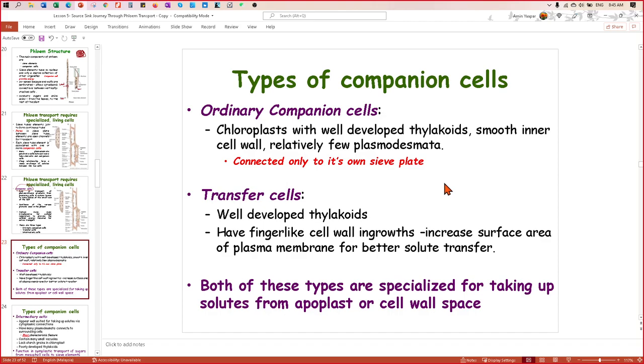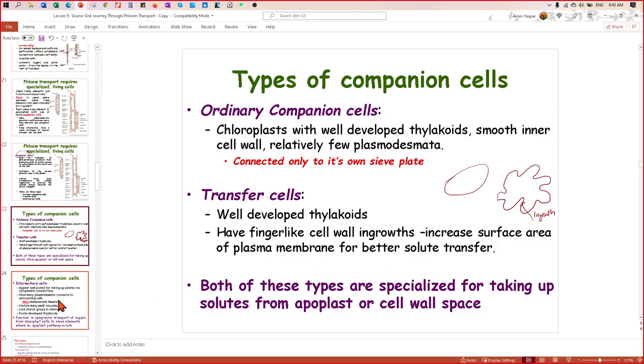Ingrowth means, if this is a regular cell, the cells with the ingrowth look like this. So we call this ingrowth, the inward growth. Finger-like, see? It looks kind of like fingers, for better solute transfer, right?